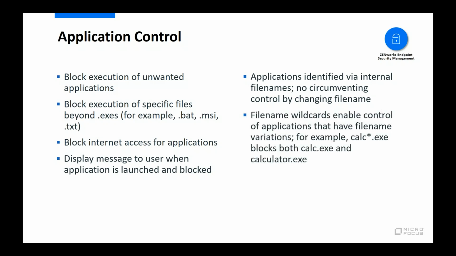In addition, to ensure that you can easily control applications that have file name variations, which occurs with some Windows 10 applications today, file name wildcards are supported. For example, calc*.exe blocks both the legacy calc.exe program and the Windows 10 calculator.exe program. Certain directories, such as the Windows System directory and the ZENworks directory, are exempt from wildcards. Applications in those directories can only be controlled through explicit file names in order to ensure that critical executables are not inadvertently blocked.